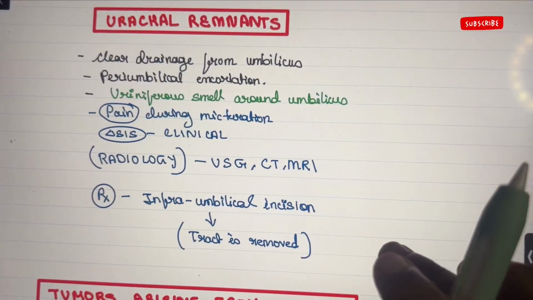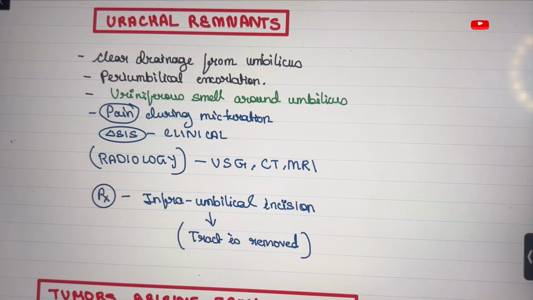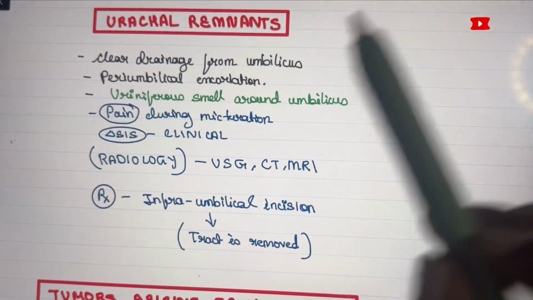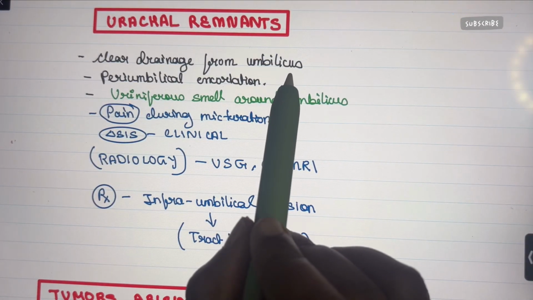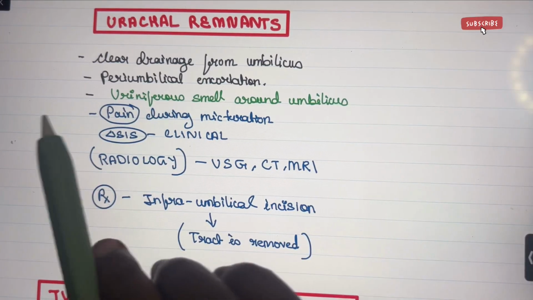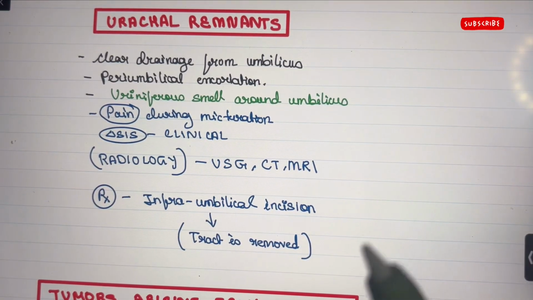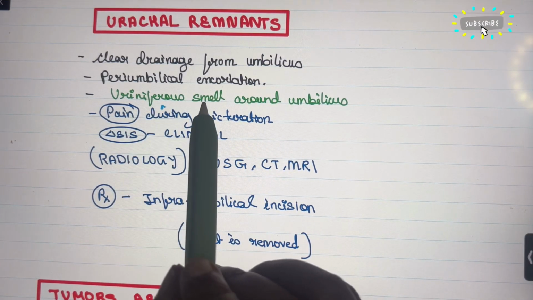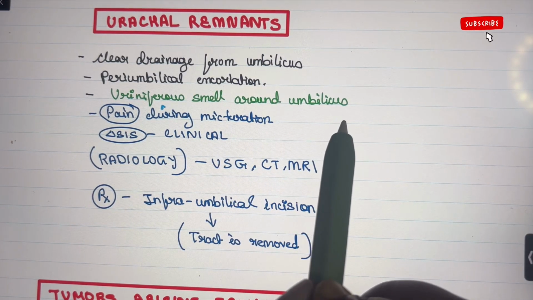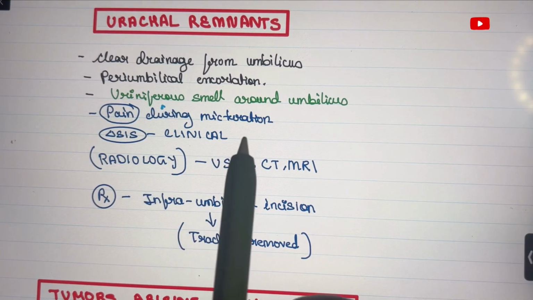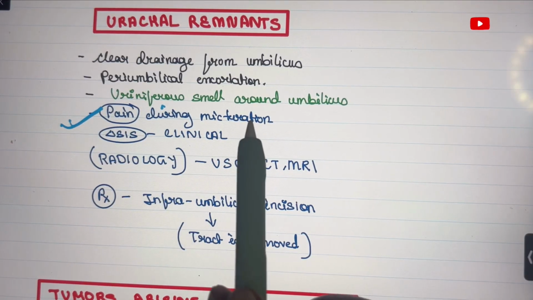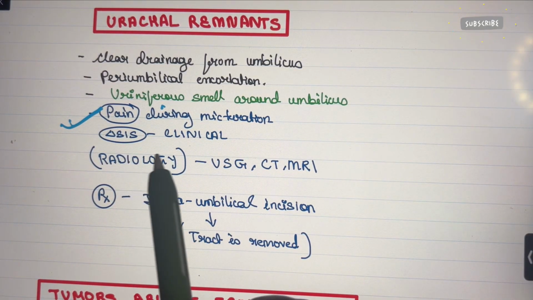Now, we have the urachal remnant. Urachus is present in between the allantois and the bladder. So, in case of this, there is a clear drainage from the umbilicus, not fecal. This will be clear because this is attached to the urinary bladder. So, peri-umbilical excoriation may be present and urinous smell around the umbilicus will be present, and there may be pain while micturating. Diagnosis is also clinical.